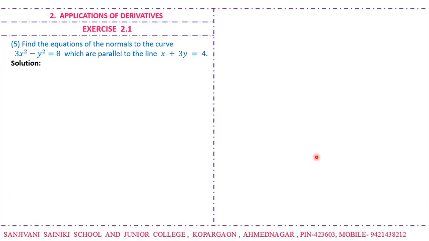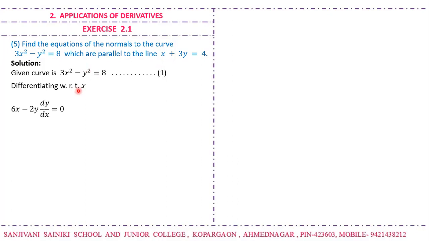The next question is: find the equations of the normals to the curve 3x square minus y square is equal to 8, which are parallel to this line. We want to find the equation of the normals which will be parallel to this line, which means we must have x plus 3y. In the equation of the normal, only the c will be different. Take the given curve, differentiate with respect to x, and find dy by dx. It is 3x upon y, equation number 1.